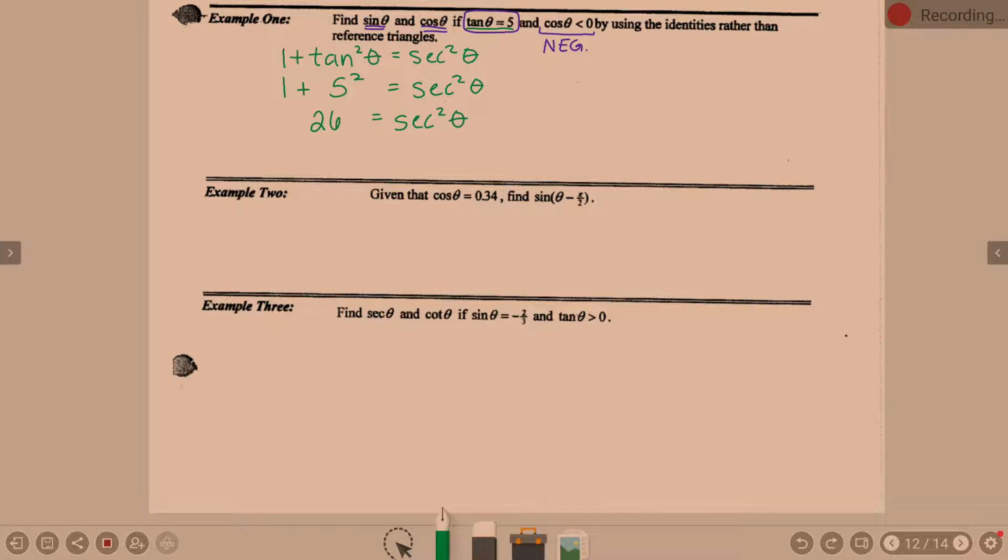Five squared is 25, plus 1 is 26. So I have 26 equals secant squared. Obviously, we can flip those two sides, and I probably will here. How do I solve?